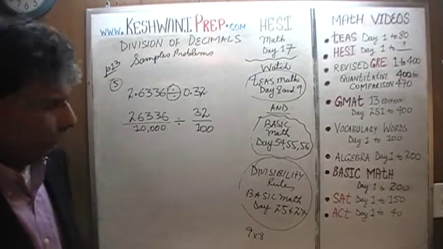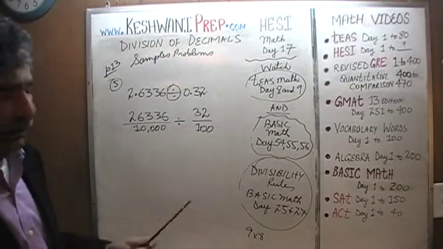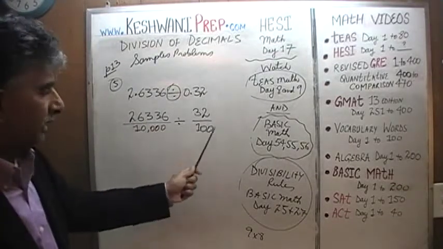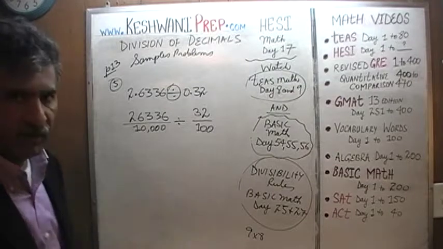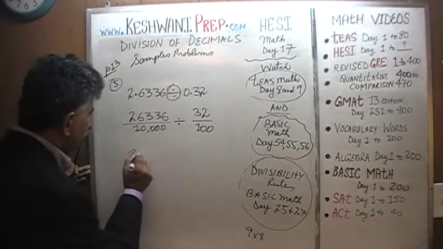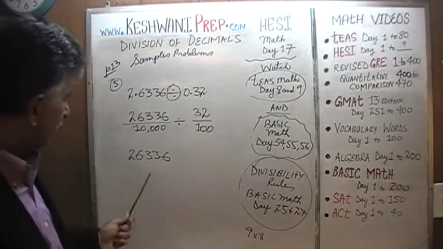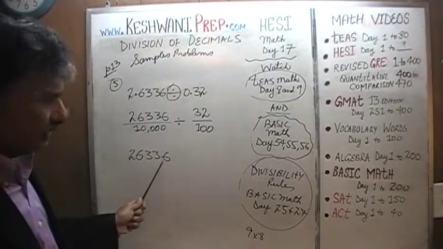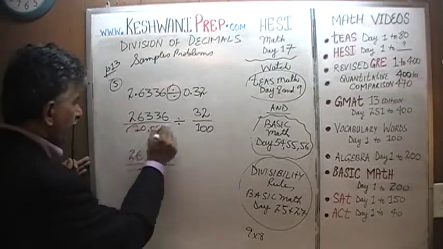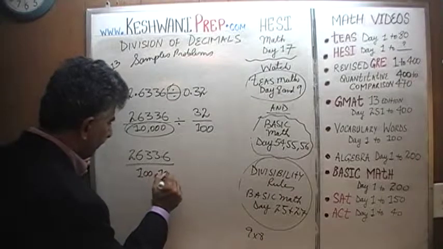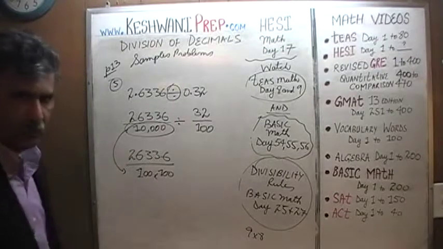Are you with me still? Now, we've been doing this for a while now. This is our 5th problem here. When we are asked to divide one fraction by another fraction, we know that we can convert the division problem into a multiplication problem by simply taking the reciprocal of the second fraction. So this becomes 26,336 divided by 10,000, which we can write as 100 times 100, and you will see in a second why we wrote 10,000 as 100 times 100.